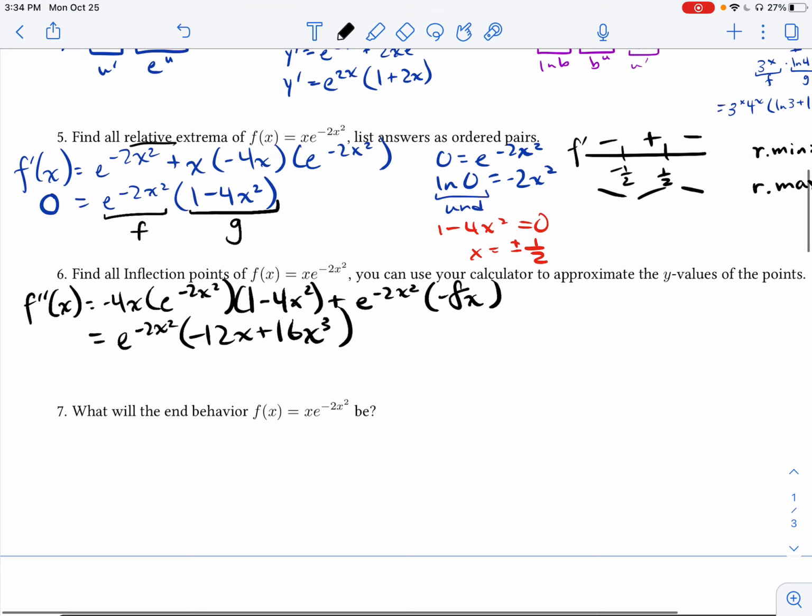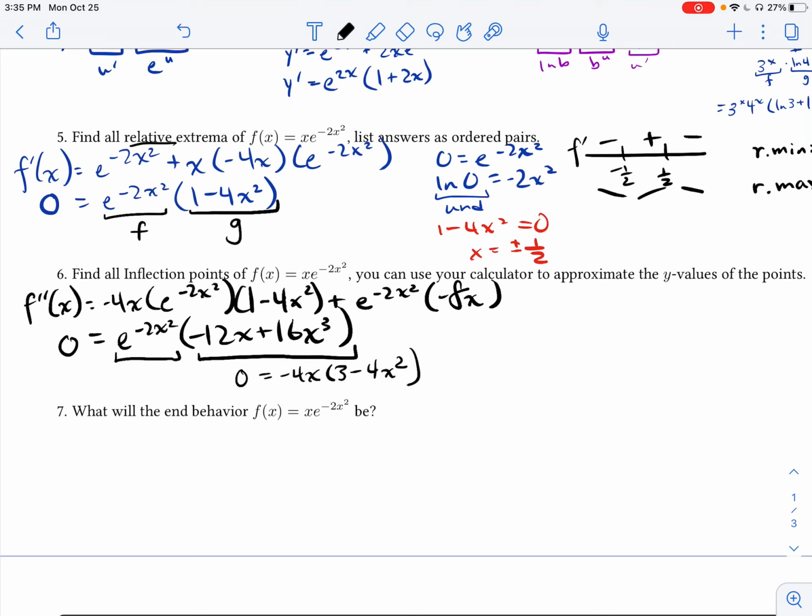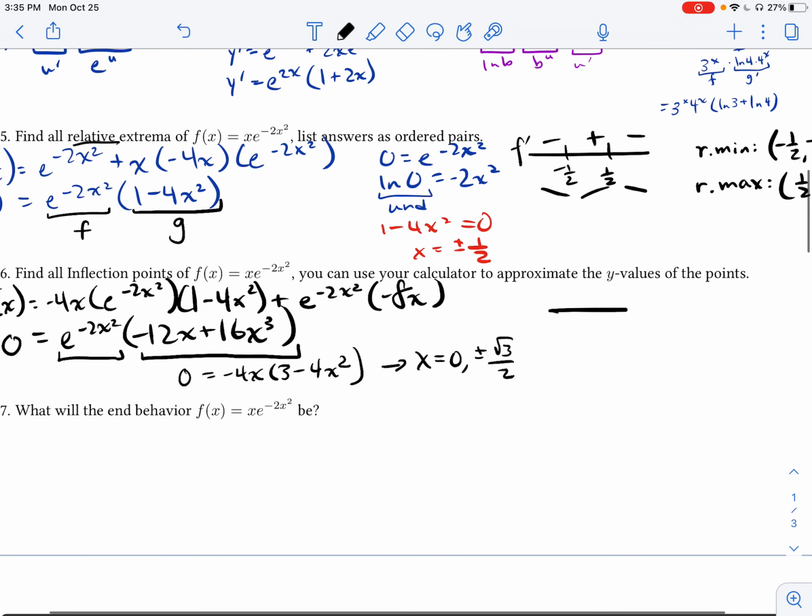And again, setting each of these equal to 0, I know that when I set this equal to 0, I don't have to worry about any solutions from that. If I set this equal to 0, this is going to come out to 0 is equal to negative 4x times 3 minus 4x squared, which means x is equal to 0 and plus or minus root 3 over 2. So that is the case.